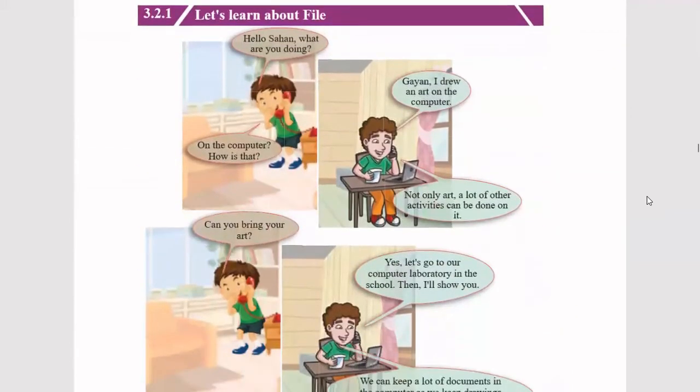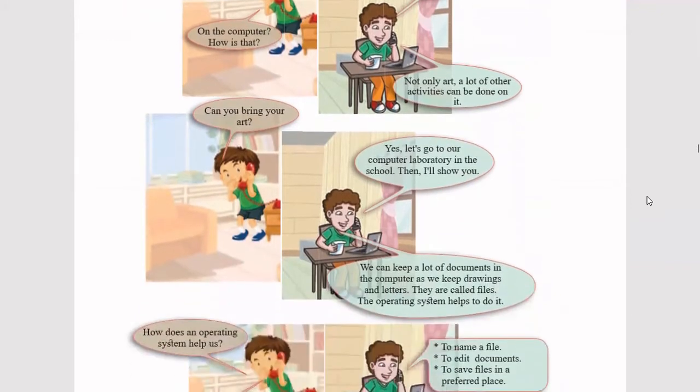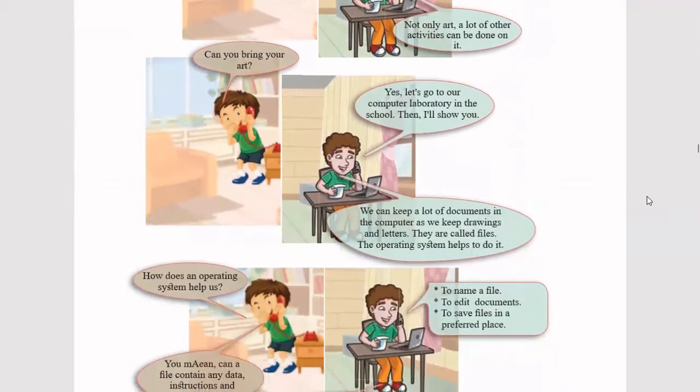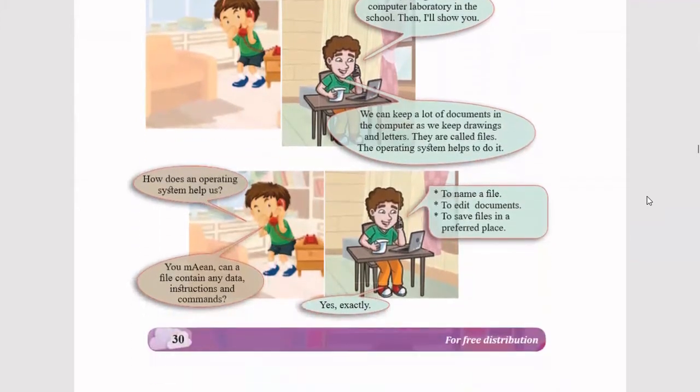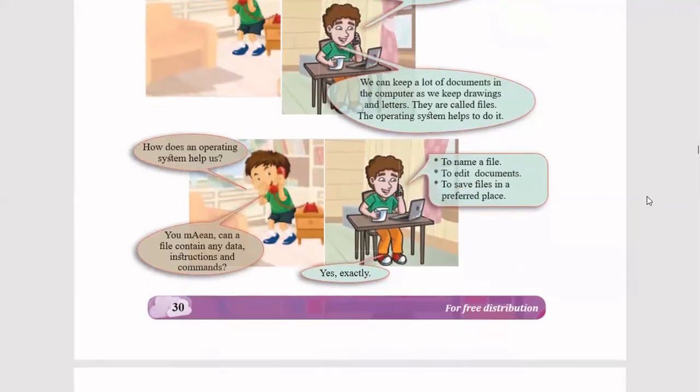Then we are going to talk about a file. When you draw something using MS Paint, you can save it in the computer. These documents you save can be a letter, a report, an image you have drawn, or an audio file. These things are called files. A file can contain any data, instructions or commands.